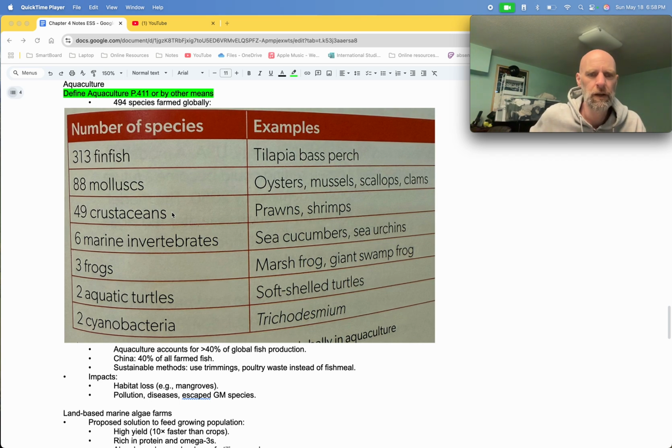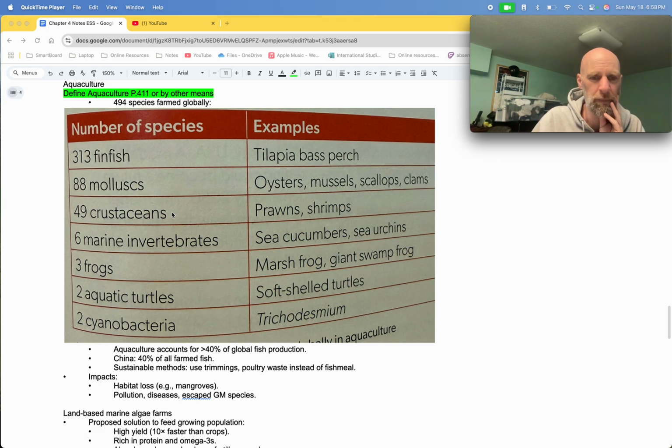Sustainable methods use trimmings and poultry waste instead of fish meal. That's a pretty cool way of doing that. So instead of giving your fish fish meal, which is wild-caught dead fish parts, you're giving them poultry waste, which I would think would be chicken poop, but I could be off on that. Or trimmings, which I dare to think might be parts of processed animals.